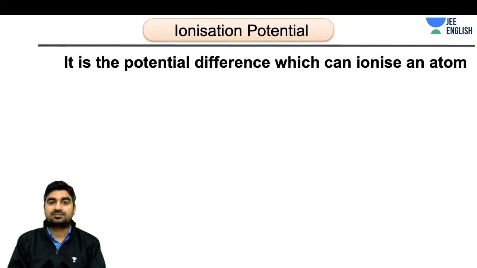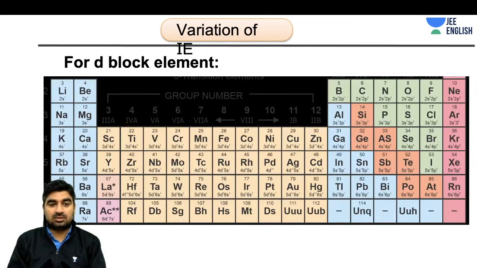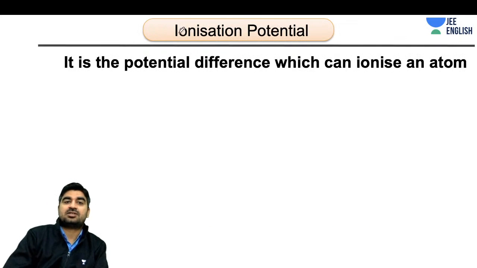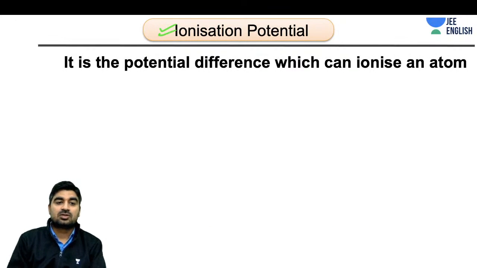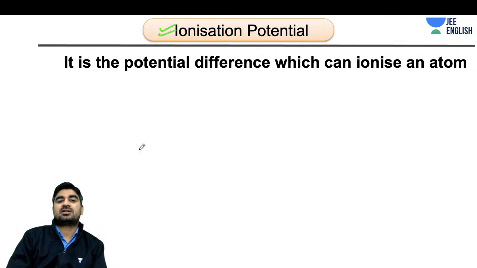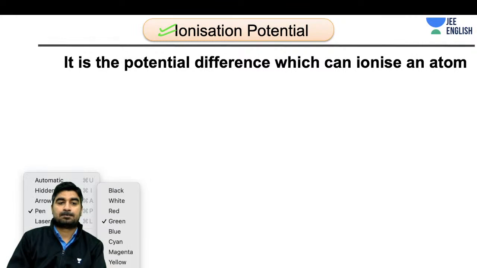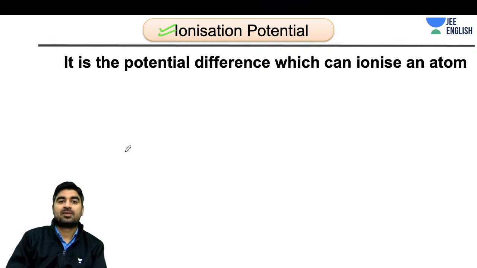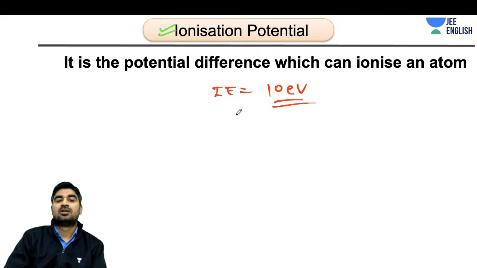So let's move now. If I talk about ionization potential, what is ionization potential? If ionization energy is 10 electron volt, then ionization potential will be 10 volt.